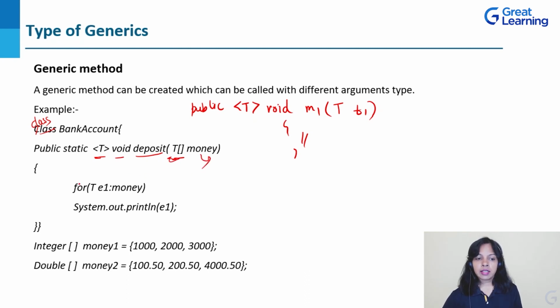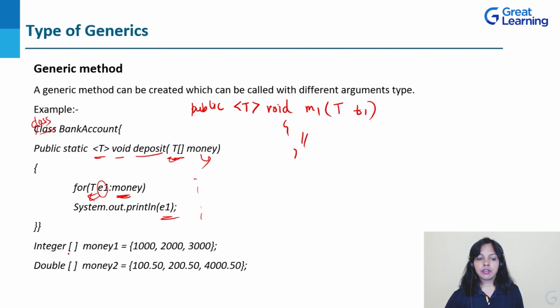Now inside this method, you can make use of this T anywhere. You can see in the for loop also I'm making use of it, right? Anywhere in the function, while writing the functionality of this deposit method, you can make use of T. Here there's a variable E1 of type T. I'm using a for each loop to iterate over the one-dimensional array money and print each and every value.